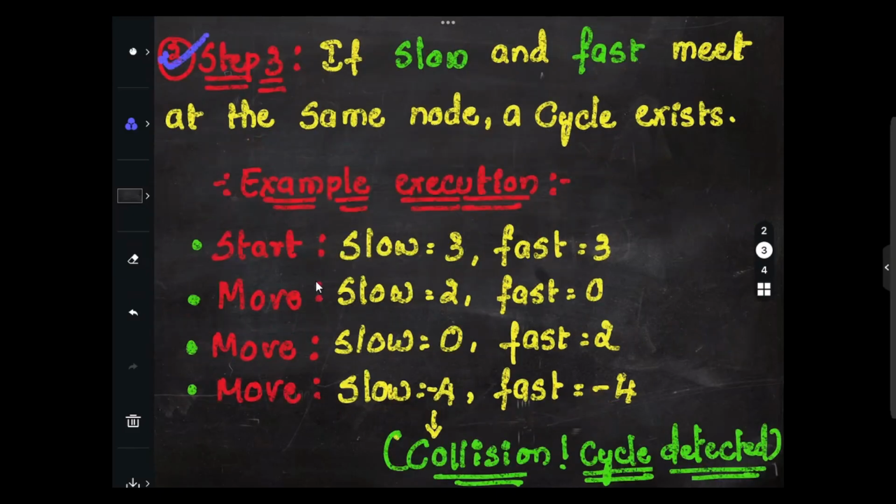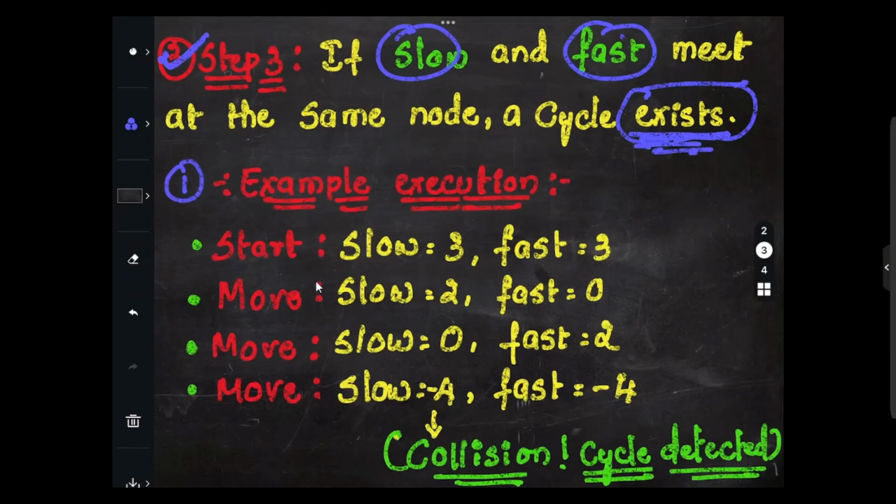Let's move on with the third step here. If slow and fast meet at the same node, then a cycle exists. Just keep this in mind. That's what we need to find out, whether a cycle exists or not, right? In that case, we have to return true. So let's go with the first example and discuss it.